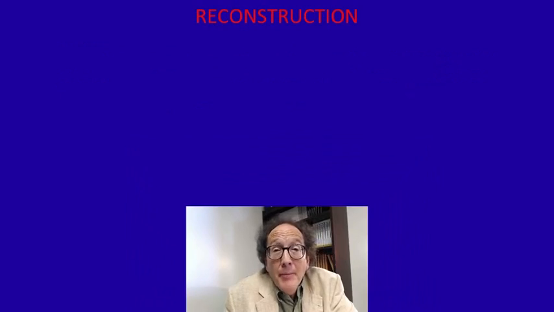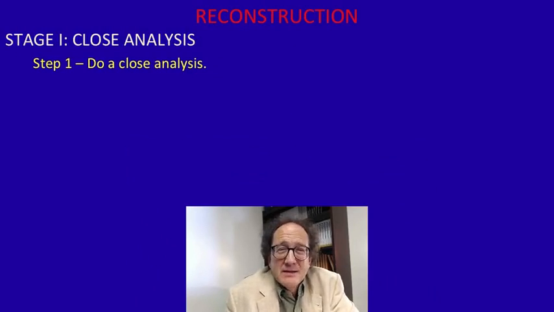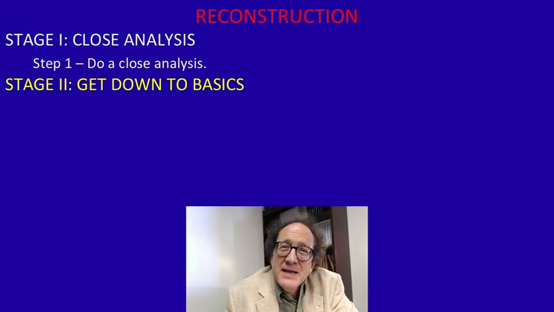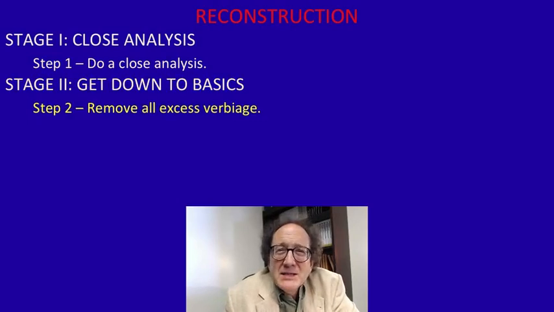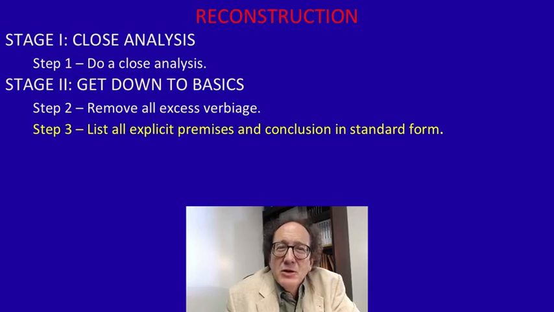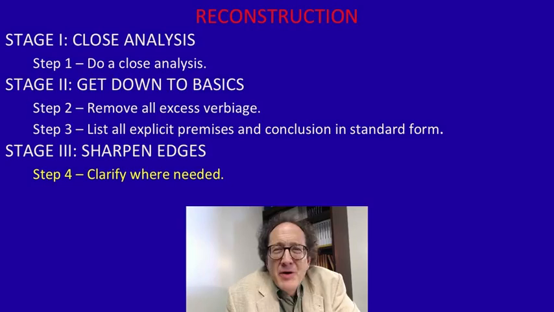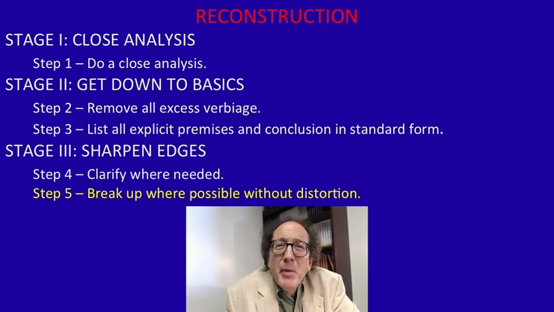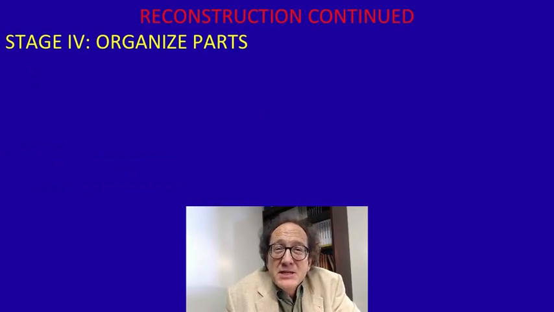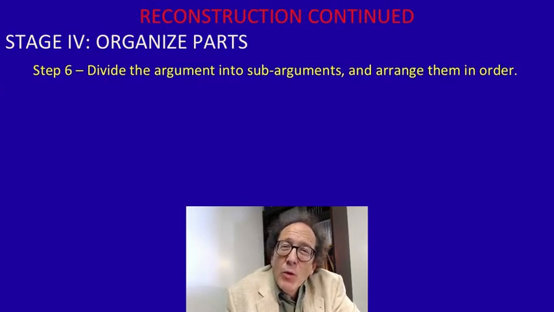And we're going to accomplish that goal in a series of stages. The first stage is simply to do a close analysis, and we talked about that last week. The second stage is to get down to basics. That is to remove all the excess words and focus on the premises and conclusion that really make up the argument, and then put those into standard form. The third stage is to clarify those premises. They're not always going to be as clear as you like, and that's going to take some work, and it's going to include breaking them into parts. And then the next stage is to take those parts and organize them, to put them in order so you can see how the argument flows from one part to another.